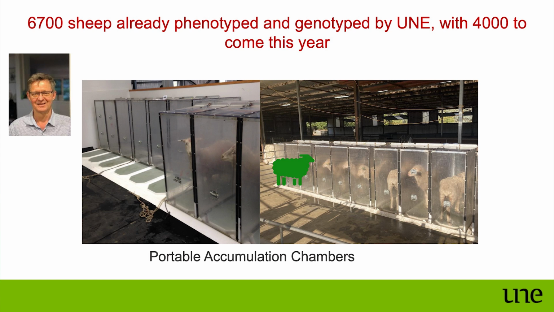Now, this has to be at a massive scale for genomic selection. We need really big reference populations, or big populations where we're able to measure methane. So far, they have measured 6,700 sheep, with another 4,000 to come this year. Now, it is a really big exercise globally.